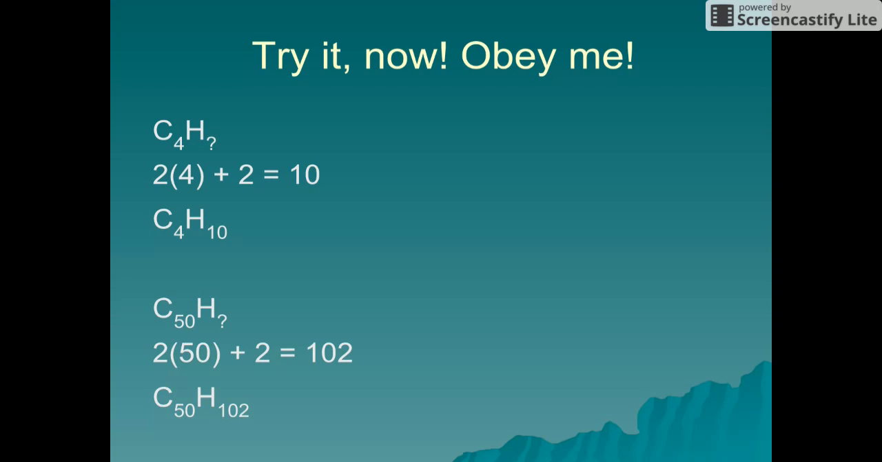Now, there are names for carbon compounds beyond 10. We're really not going to worry about a lot of them in this class. We'll have things with more than 10 carbons, but not in one little string, and that's really what matters.